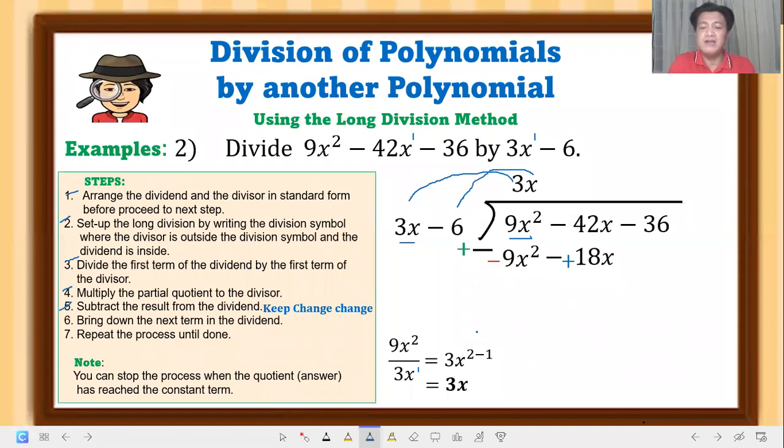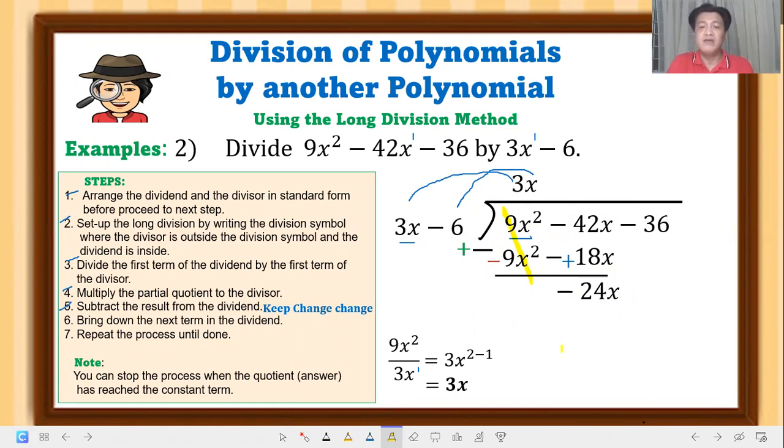Then you have to combine like terms. Kaya what is 9x squared plus negative 9x squared? So, magiging 0 na po yan, cancel out. And what is negative 42x plus positive 18x? Remember, different sign na siya, di ba? Kaya that is equal to negative 24x. Mas malaki kasi yung negative, kaya nga, di ba?